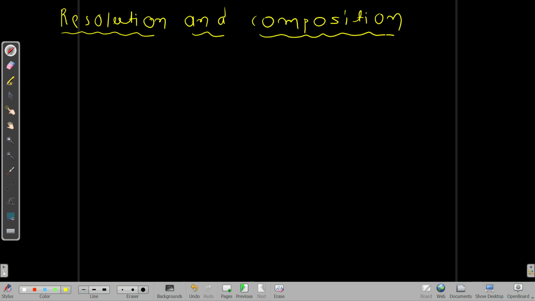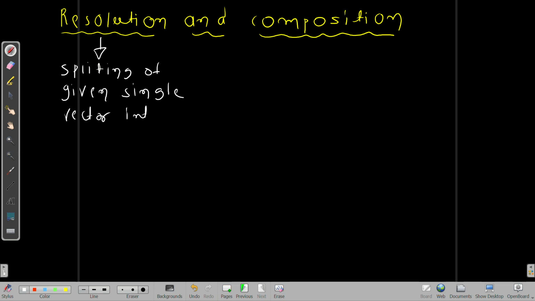Okay, what is meant by resolution? Resolution is nothing but splitting of a given vector. Splitting means dividing. Splitting of a given single vector into its components. In short, single vector into components.